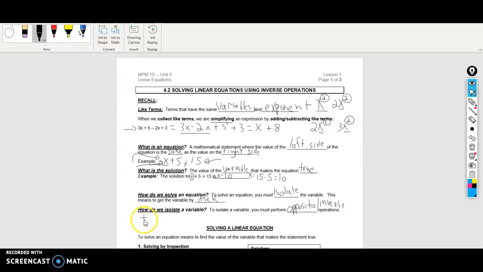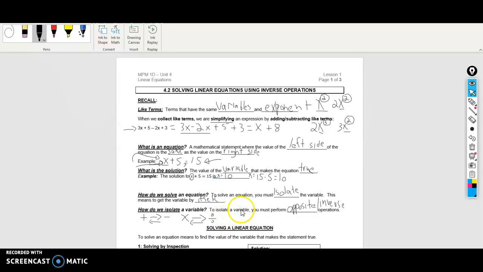So basically, if I say addition, plus, its opposite or inverse would be subtraction, minus. If I say multiplication, its opposite or inverse would be division. And that goes two ways. If I say division, opposite inverse means multiplication. If I say subtraction, opposite inverse means addition.